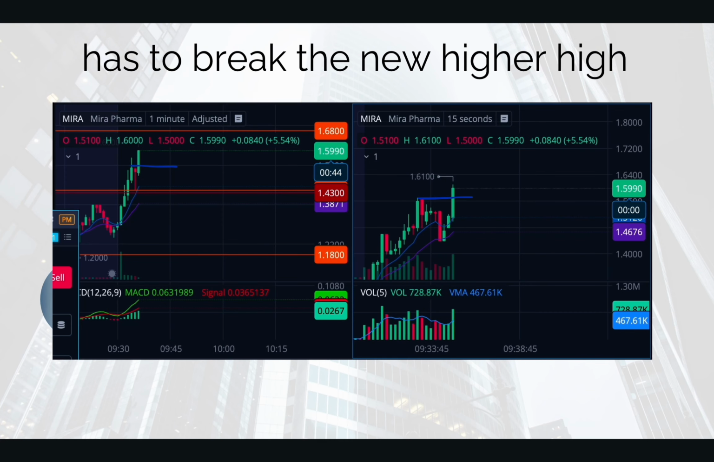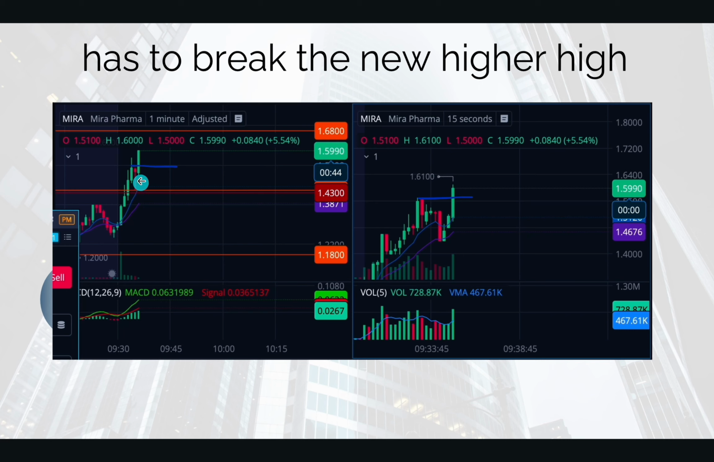Number three has to break the new higher high. So these are what make a pullback, this confirmation. So you can see right here, this blue line, this green candle was formed or is forming at 44 seconds, but actually this is a minute chart, so it's at 16 seconds, but whatever. But you can see that it did break the higher high.